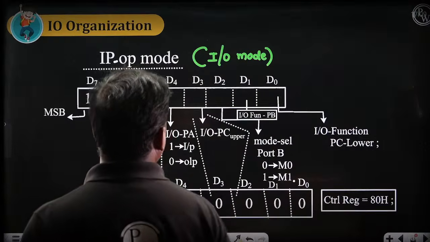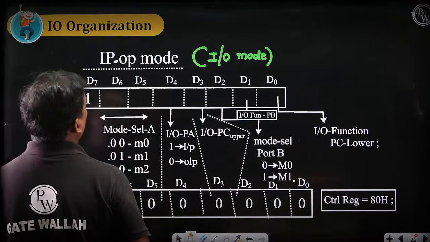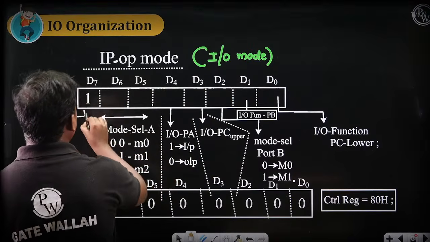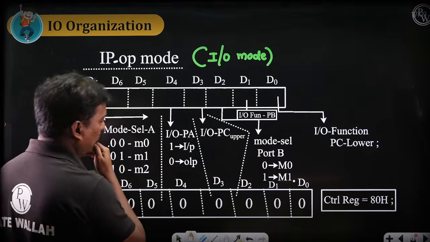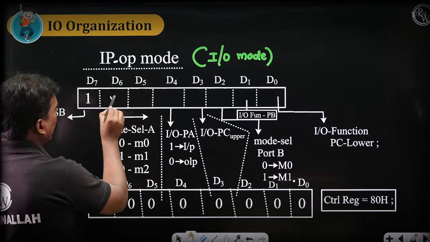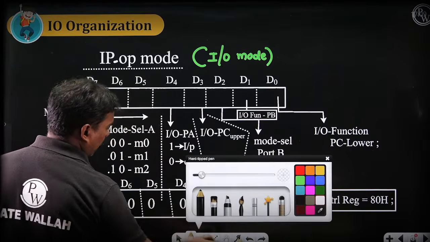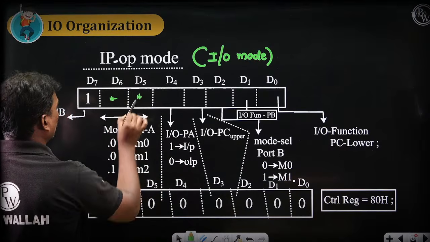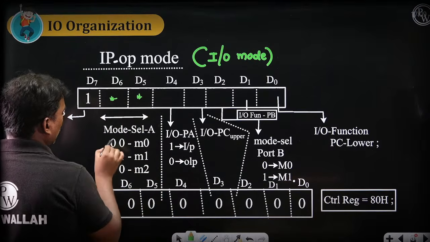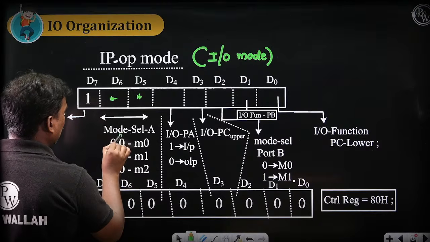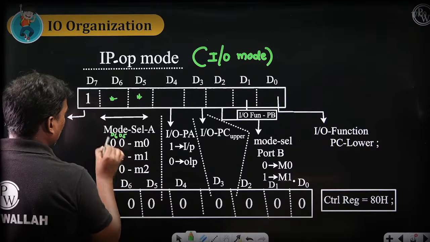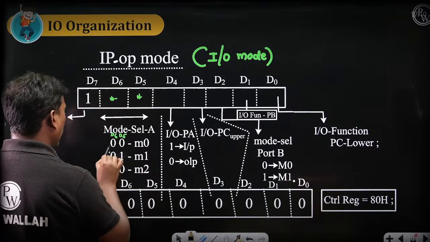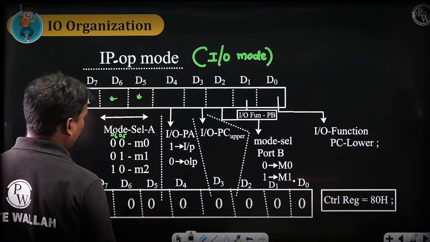IO mode. In IO mode, what is going to happen? This is D0, D1, D2, D3, D4, D5, D6, D7. In IO mode, the MSB will always be 1. Now these 2 bits are for the mode selection. Mode selection: 0, 0 means mode 0. These 2 bits are D5 and D6. 0, 1 means mode 1, 1, 0 means mode 2.